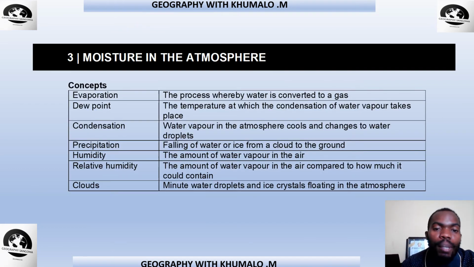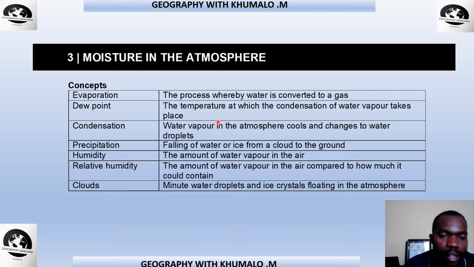Then we move to the moisture in the atmosphere. Also this one, I have some concepts that I want you to know, grade 10s. Now, the first concept will be evaporation. Evaporation, a process whereby water is converted to gas. So when the water changes its phase from liquid to gas, that is through the process of evaporation. Dew point, that means it's the temperature at which condensation of water vapor takes place. So it's the minimum temperature there.